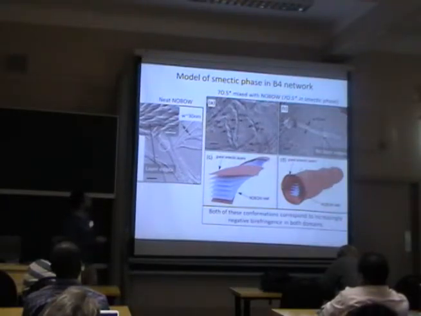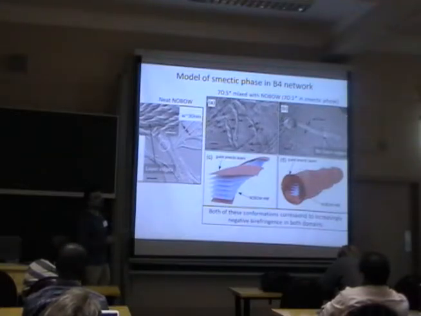And it's important to note that both of these conformations correspond to increasingly negative birefringence. So this basically will explain pretty well the birefringence plot that we saw earlier.